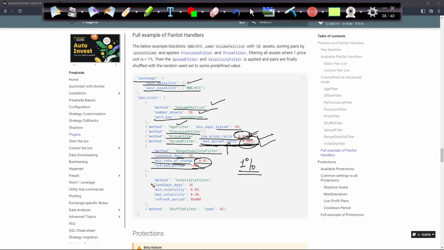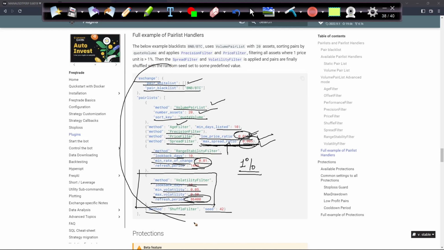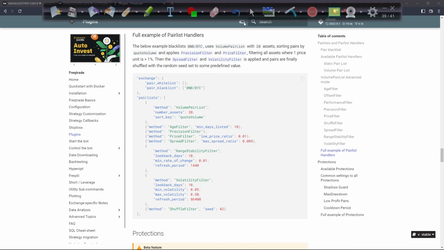Okay, then we have volatility filter, which in my perspective is very important. Okay, so we have look back days 10, minimum volatility set to 0.05, and maximum volatility set to 0.5, and refresh period is this much. Okay, now we have shuffle filter for which the seed is 42. So that's it for the pair list filters, and now let's move on to the protections.